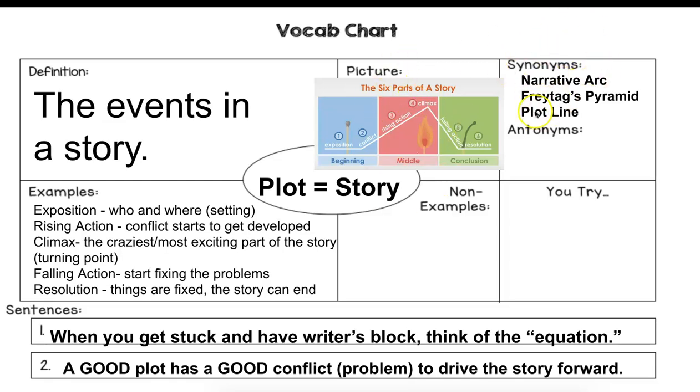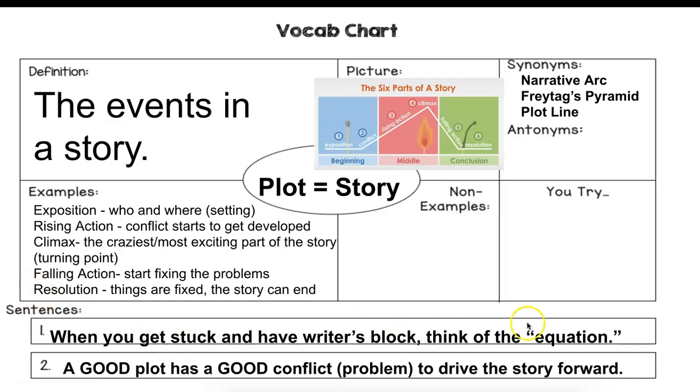So, some cool fancy synonyms: next time Mr. C says, hey guys, let's talk about the plot, I want someone to raise their hand and be like, excuse me, Mr. C, do you mean Freytag's pyramid? And then Mr. C's brain will explode because he's so impressed with you. But that's the guy who came up with the idea of plot first. So Freytag's pyramid, right? Because it makes a little pyramid. Another fancy synonym is narrative arc or just plot line. So narrative arc, Freytag's pyramid. And again, the synonym for resolution is denouement.